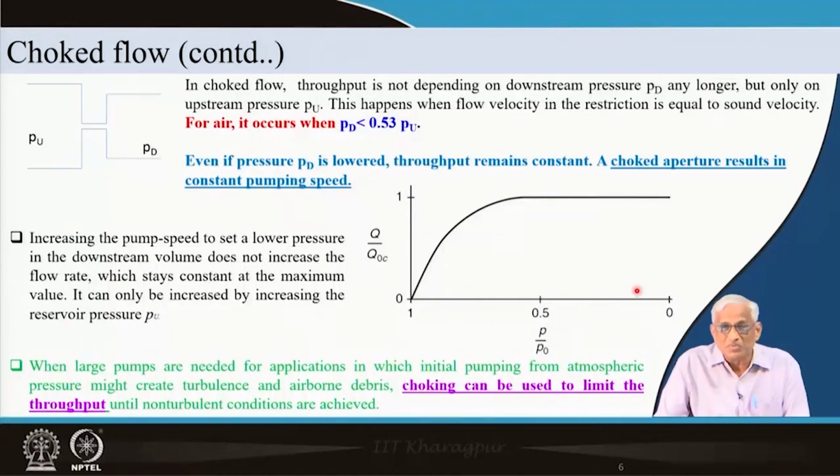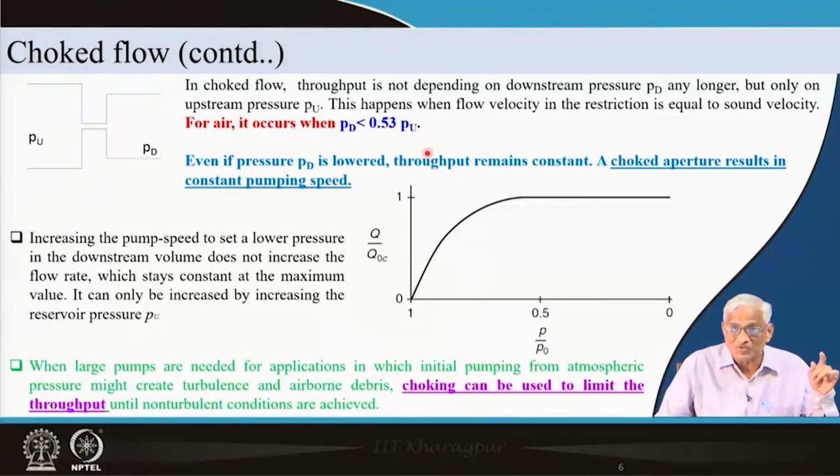Increasing the vacuum will not result in an additional increase. If you want to increase this value, you have to increase the PU, because in the formula for the choked flow conditions PU comes into the picture. So, if you follow all those things properly, you can have a controlled flow rate.